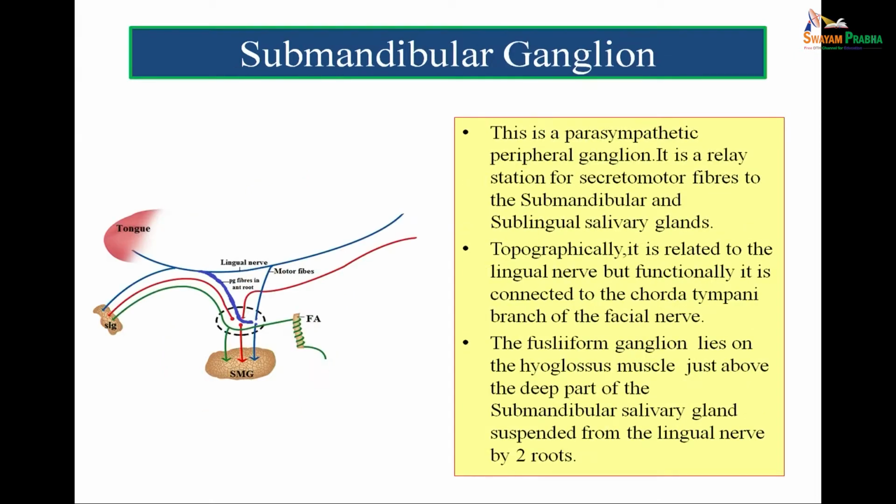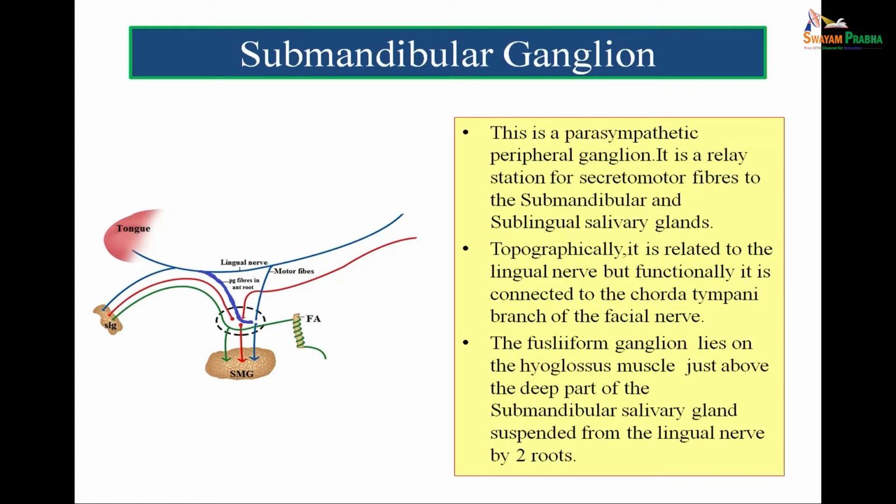Now, the submandibular ganglion is a peripheral parasympathetic ganglion. It is a relay station for secretomotor fibers to the submandibular and sublingual glands. As I mentioned before, topographically it is related to the lingual nerve, but functionally it is connected to the chorda tympani branch of the facial nerve. It is a fusiform ganglion lying on the hyoglossus muscle just above the deep part of the submandibular salivary gland, suspended from the lingual nerve by two roots.